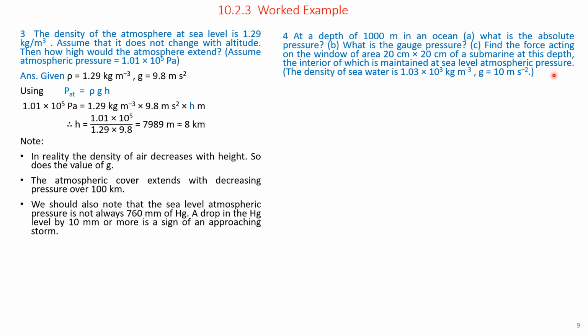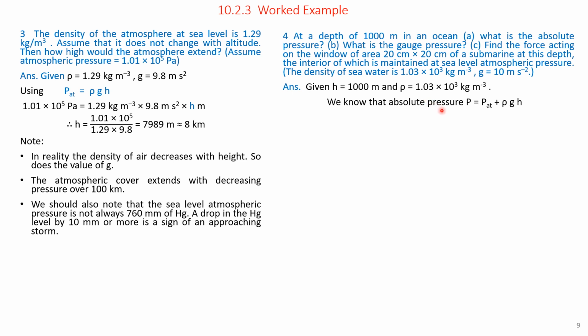Here the depth is given as 1000 meters, that is 1 kilometer, and the area of window of a submarine is 20 centimeter by 20 centimeter, and the pressure inside the submarine is sea level atmospheric pressure. Let us solve it. Answer. It is given height is equal to 1000 meters and rho is equal to 1.03 into 10 to the power of 3 kg per meter cube.